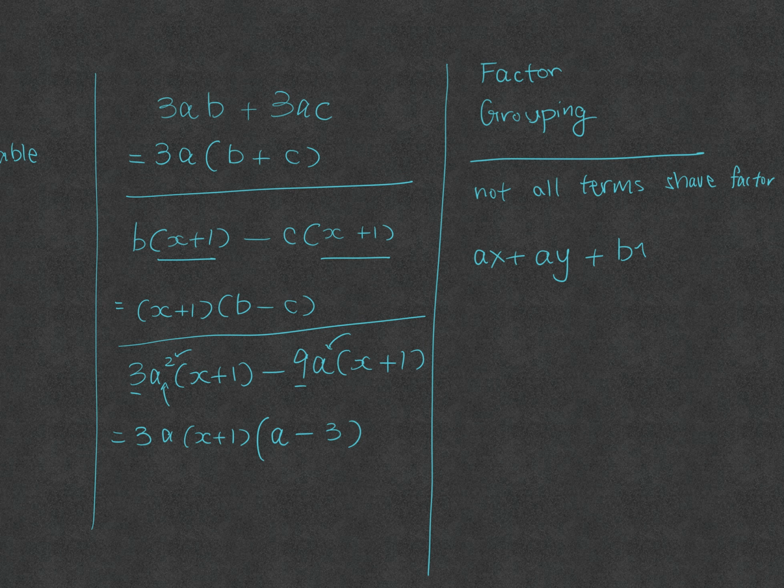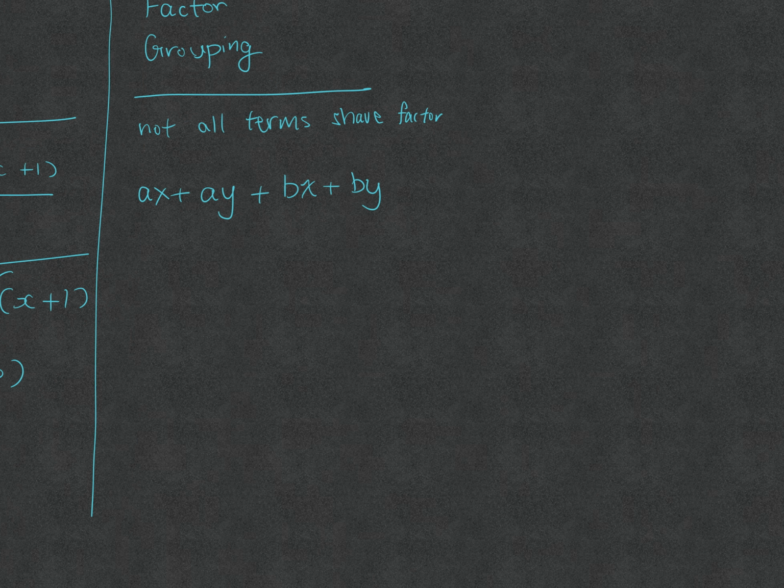For example, in this case, we will see that even though all of them do not have something in common, if we just look at them as 2 groups, for the first 2, we have a, and for the last 2, we have b. Then we can create an expression like this. So after this, we will have x plus y to be the common factor, and then we got a plus b.